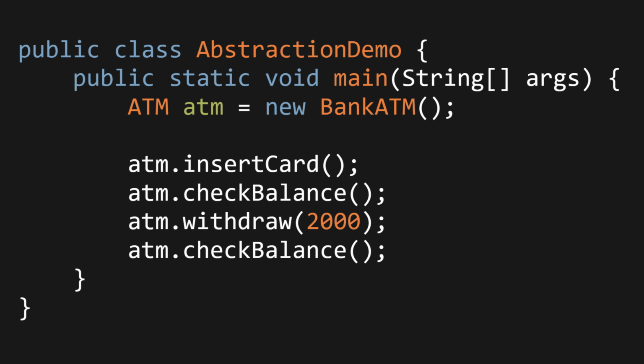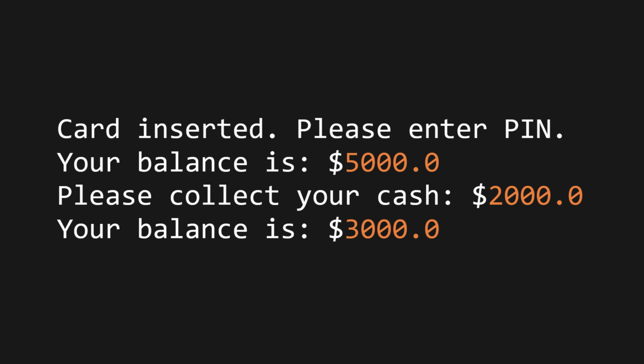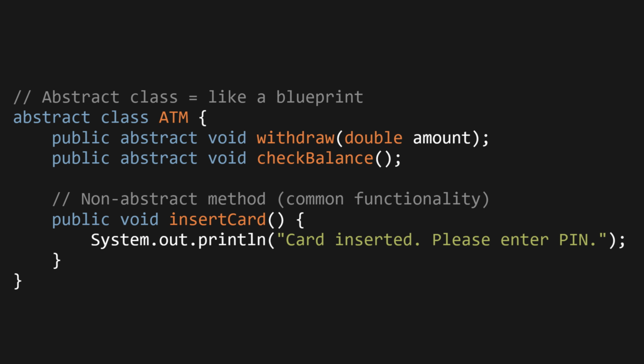Public class AbstractionDemo, public static void main(String[] args), ATM atm = new BankATM(), atm.insertCard(), atm.checkBalance(), atm.withdraw(2000), atm.checkBalance(). And the output will be: Card inserted, please enter PIN. Your balance is $5,000. Please collect your cash $2,000. Your balance is $3,000.